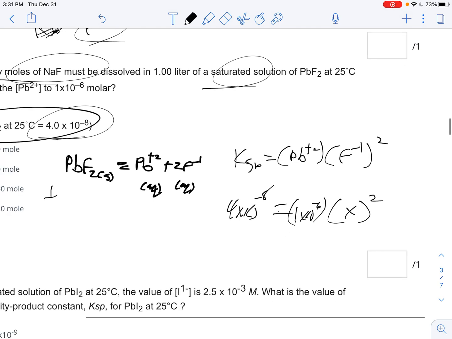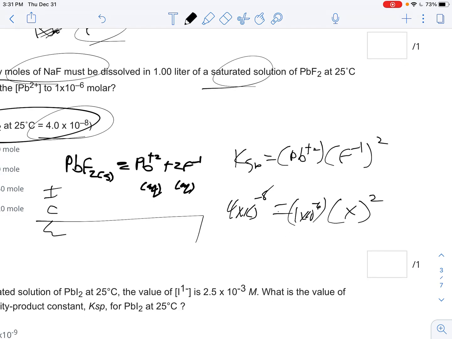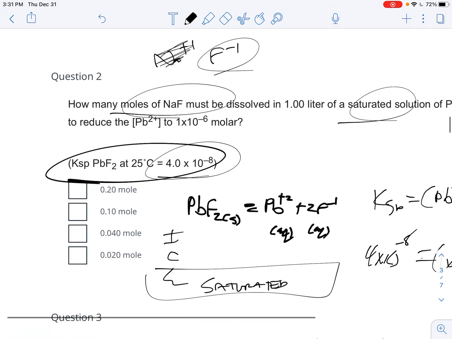Again, they said saturated, so you got I, C, and E is your saturated. That's terminology from our lecture that we talked about. So really, this is just a plug and chug. So this is 4 times 10 to the negative 8th divided by 1 times 10 to the negative 6th, and then you just got to take the square root of that. So you get 0.2. So 0.2 is your answer there, 0.2 moles.